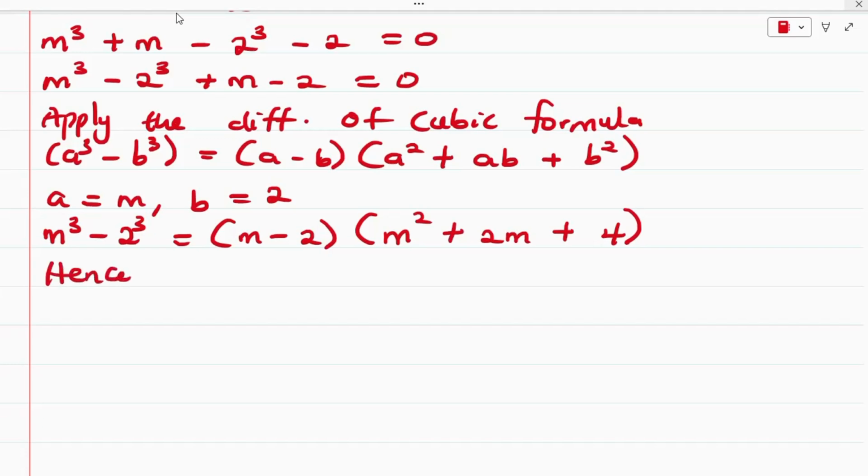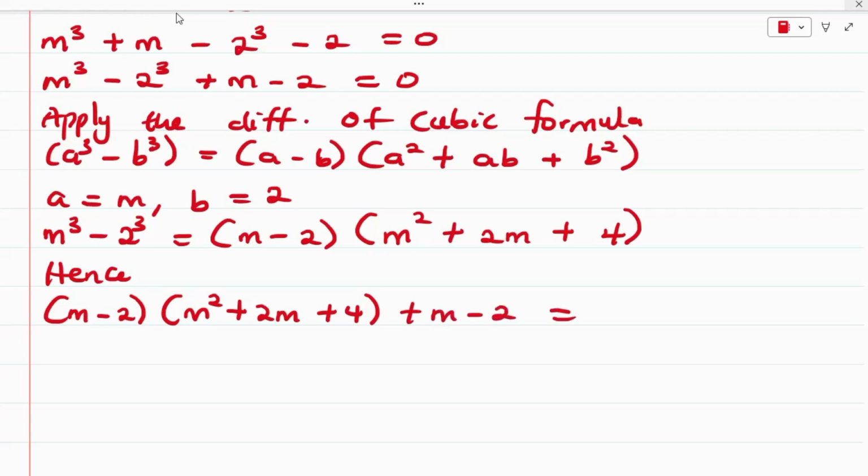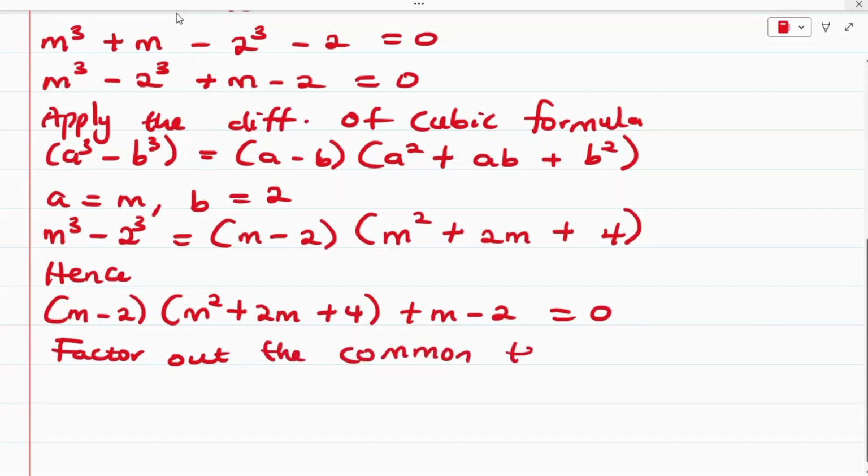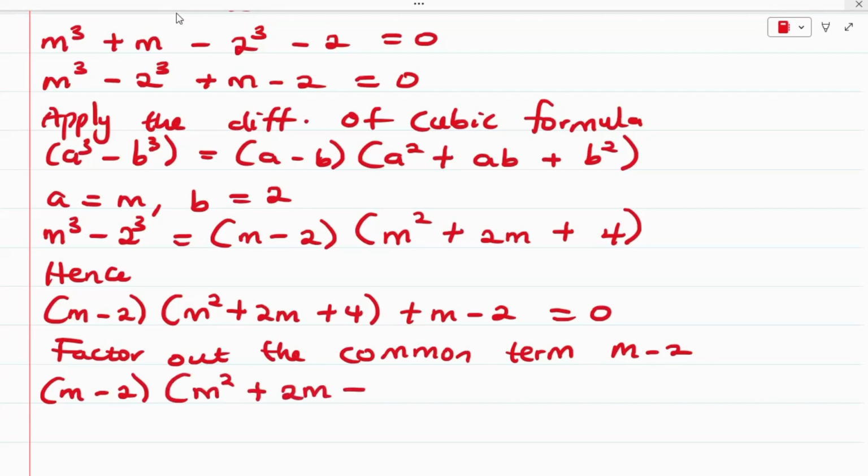So hence, putting this back into the equation, we have m minus 2 into m squared plus 2m plus 4, plus m minus 2 is equal to 0. The next thing we want to do is to simply factor out the common term. Looking at this equation, we have the common term to be m minus 2. So factoring this out, we have m minus 2. If you factor out m minus 2 from this, we are going to have m squared plus 2m plus 4. And if you factor out m minus 2 from this, we are going to have plus 1, which is equal to 0.